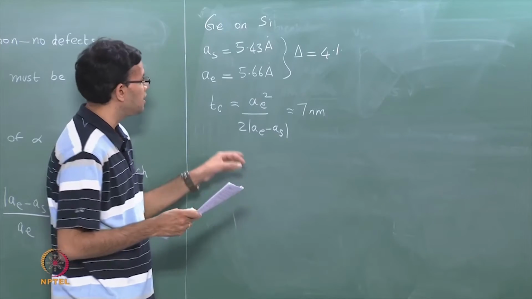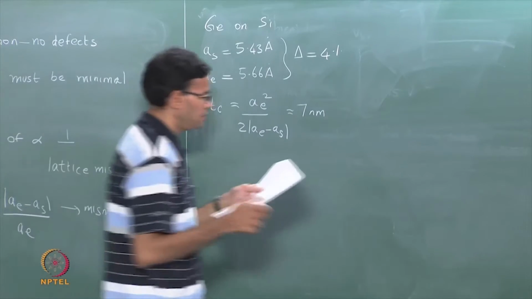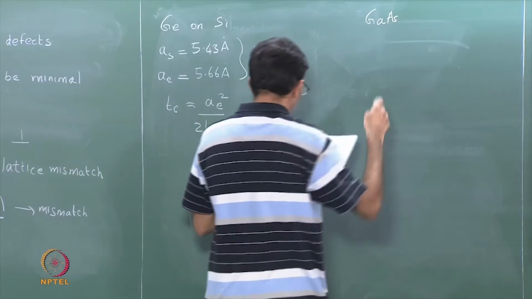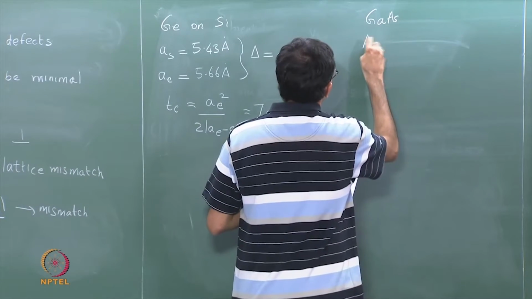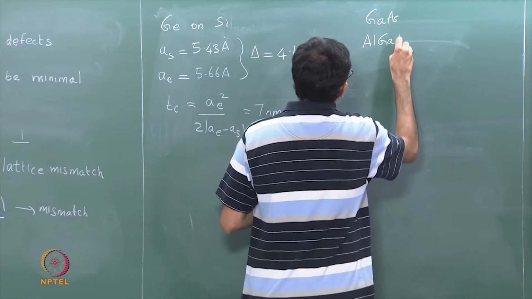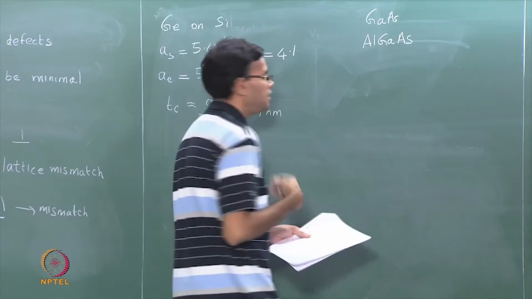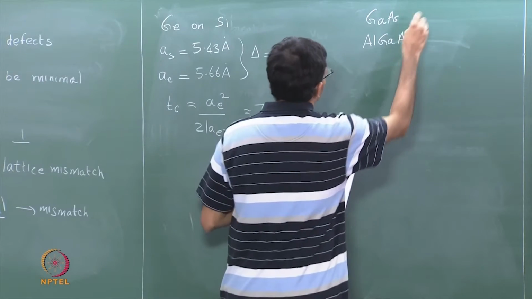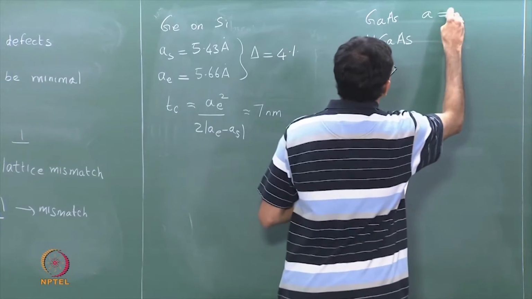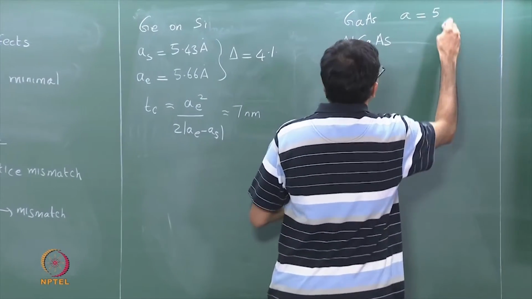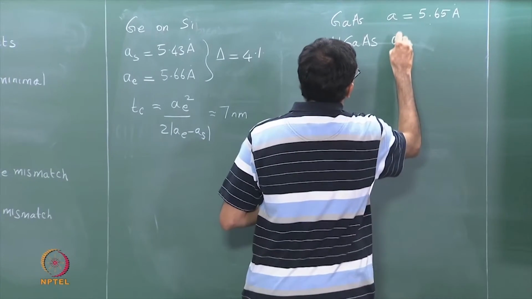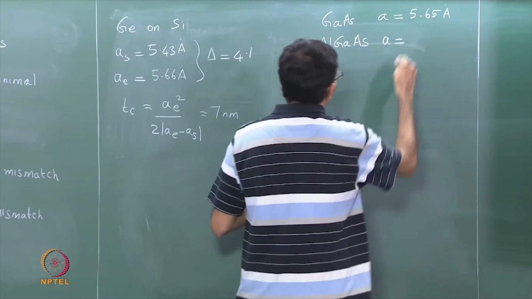Instead of germanium on silicon, let us say I have gallium arsenide growing on aluminum gallium arsenide, or the other way round. In this particular case, the lattice constants are much closer. So, this is 5.65, this is 5.66.